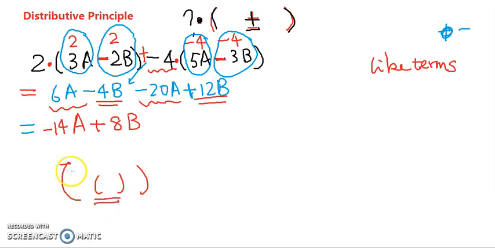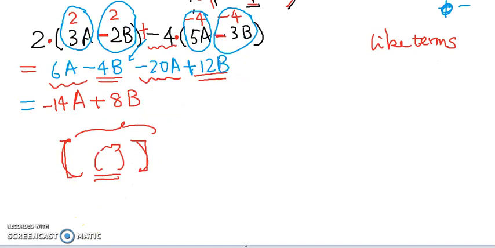And a lot of times when we have two pairs, if one pair is inside another pair, we change the outside pair to brackets to make it easier for us to see which one goes with which one. Okay, so we can look at the example. So we're going to do 2 times 5a minus 3 times 2a minus b.